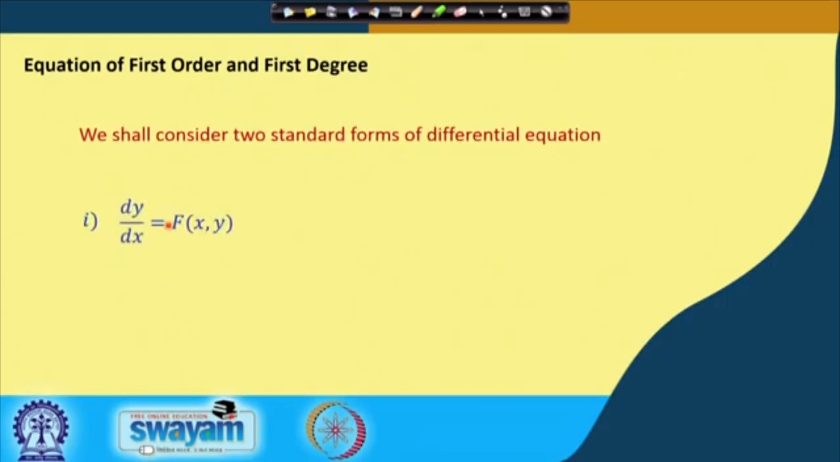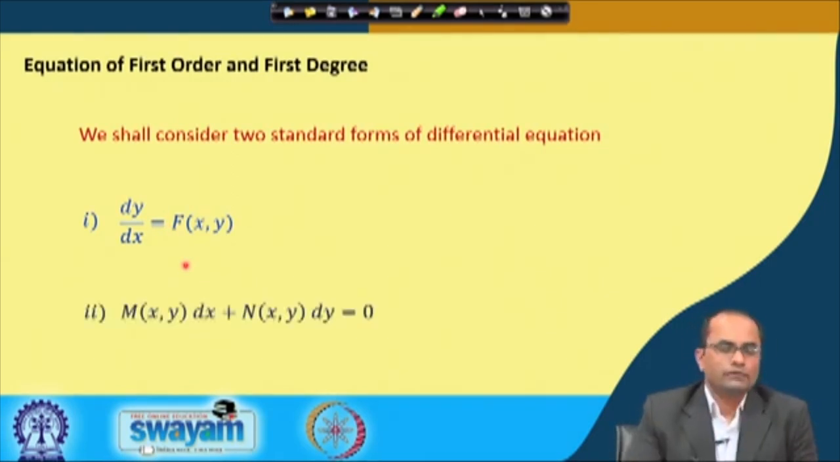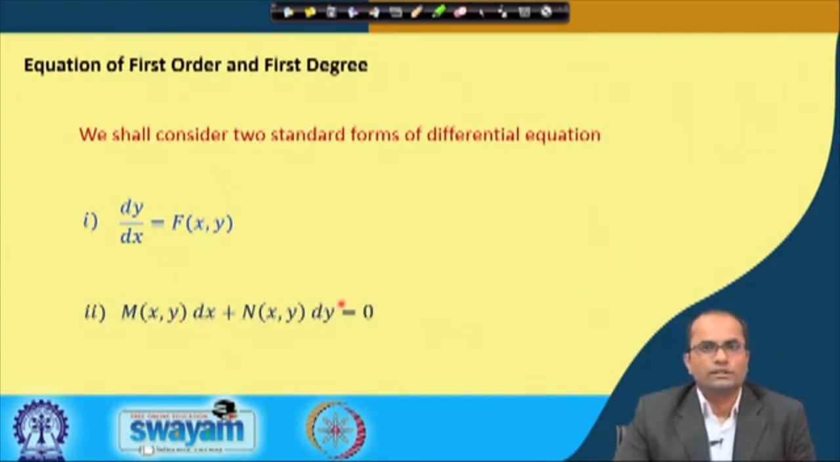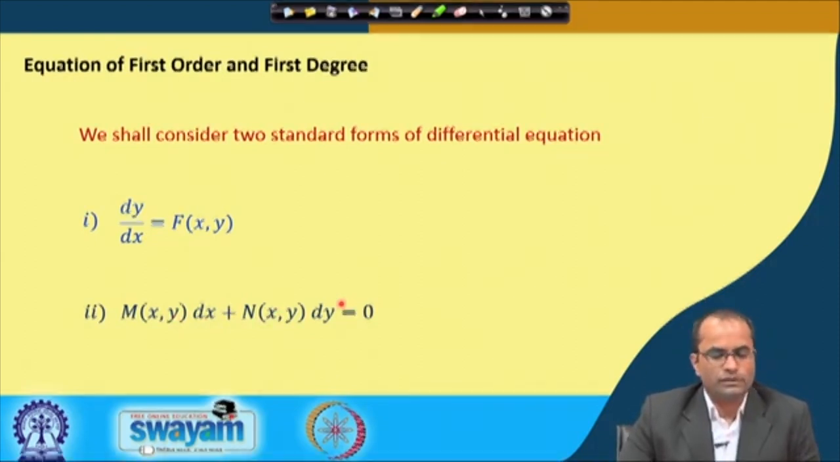The one we will consider is dy over dx is equal to f(x, y), so the function of x and y on the right hand side. And the other form we will be discussing in this lecture is M(x, y) dx plus N(x, y) dy is equal to 0. So, these are the two types of first order differential equations we will be covering in this and the next few lectures.